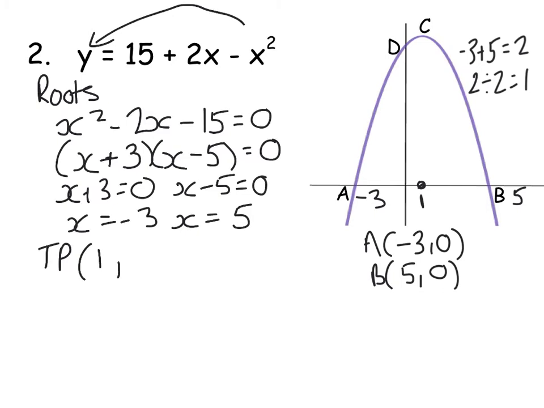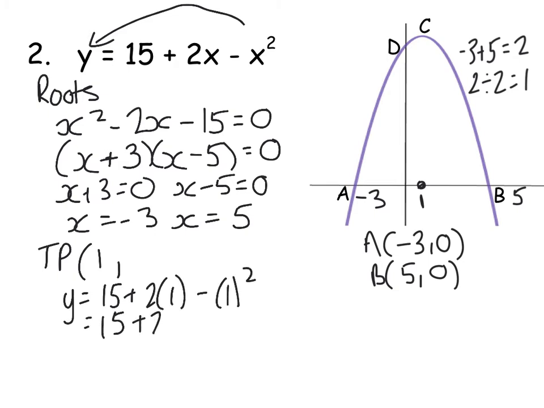So turning point is 1 something. That means we can replace x with the number 1. So y would become 15 plus 2 times 1 minus 1 squared, which is 15 plus 2, take away 1, which is 16. So my turning point is 1, 16. So I'm just going to write this over here so all my answers are together. And again, that matches my picture. Look, it's a positive turning point, 1, 16.